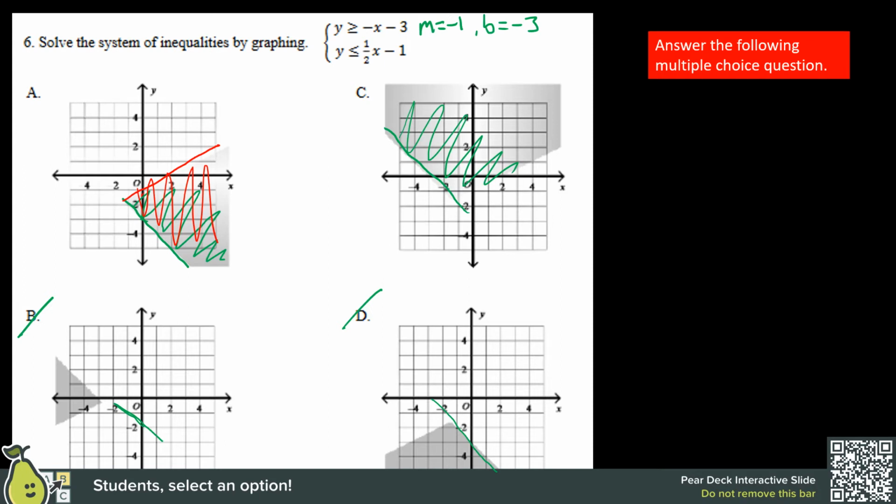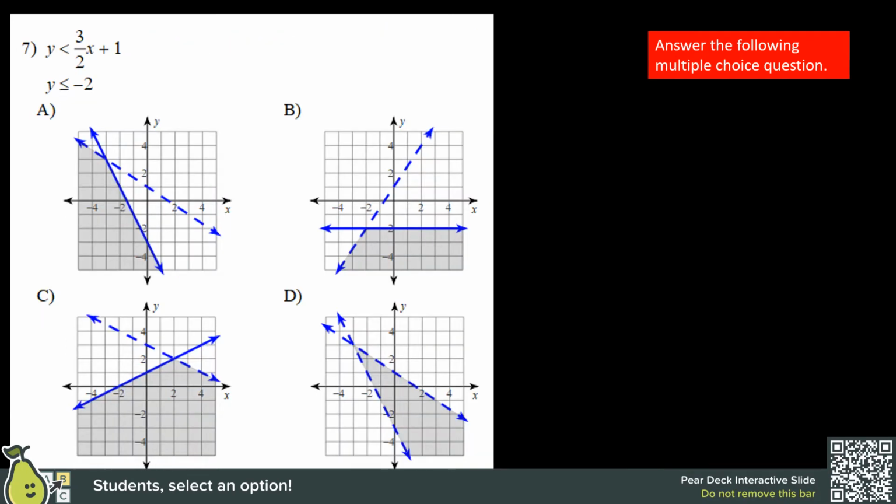Okay, so it looks like it's going to be A. Over here, follow the same line. Oh, we have the same line, but we should be shading below, so it's got to be A. Double check your answers using Desmos.